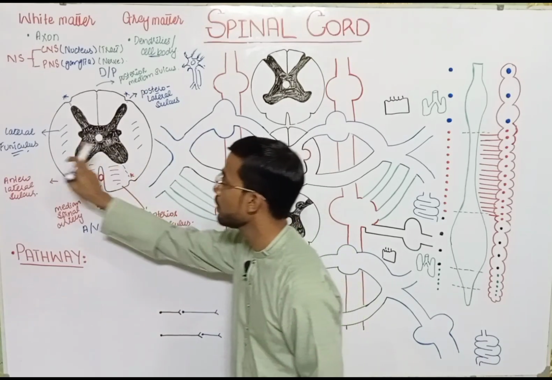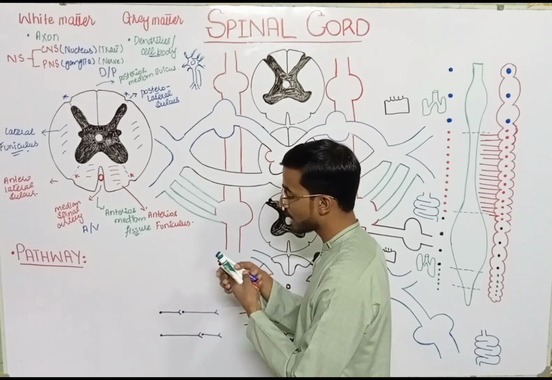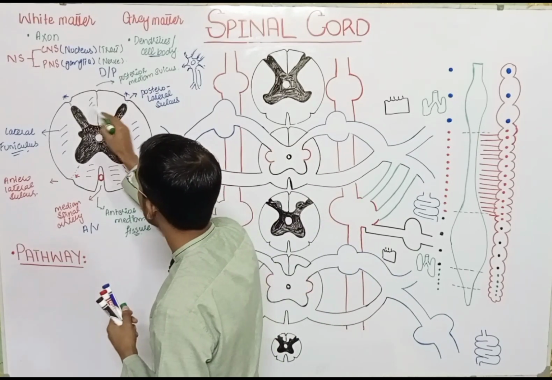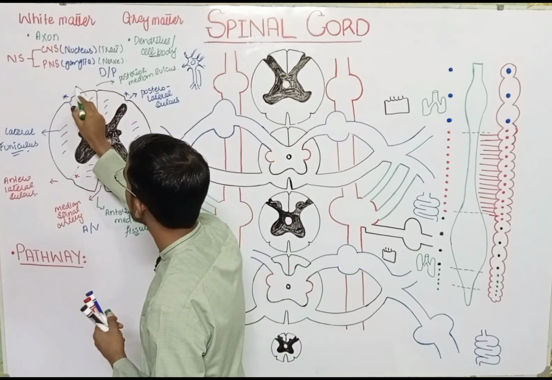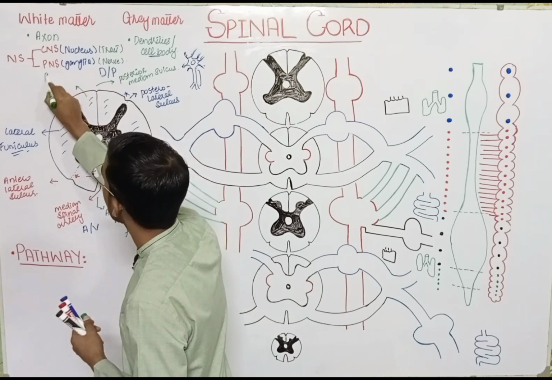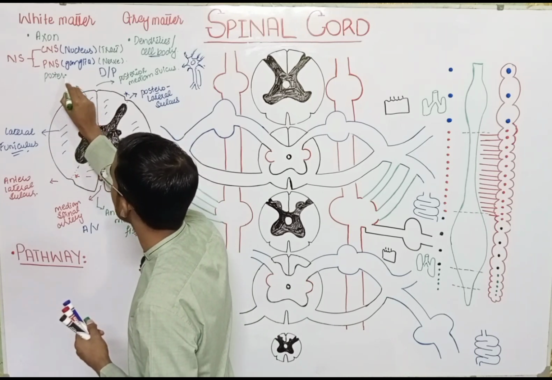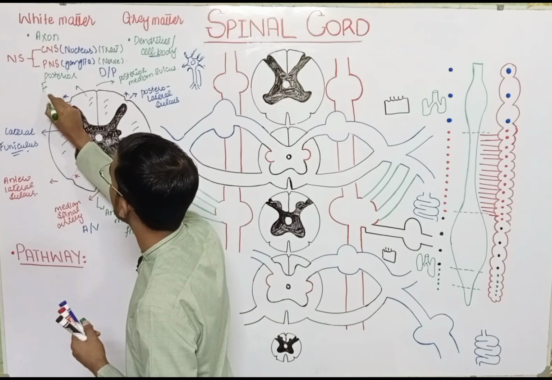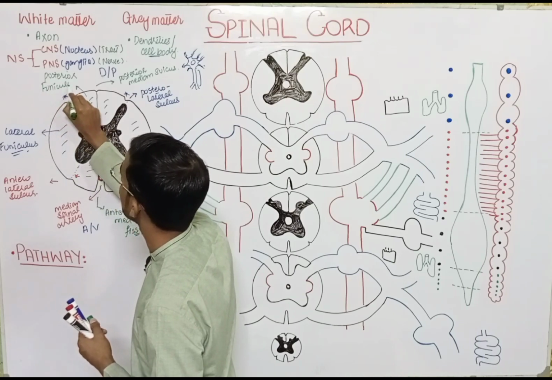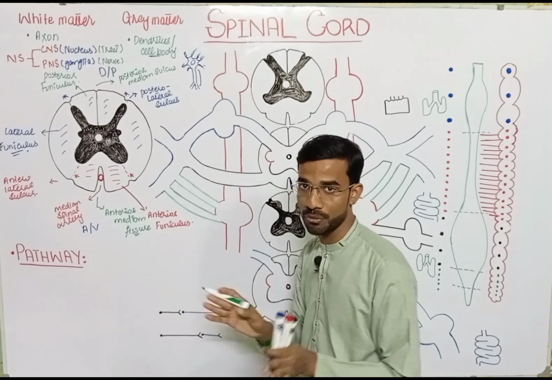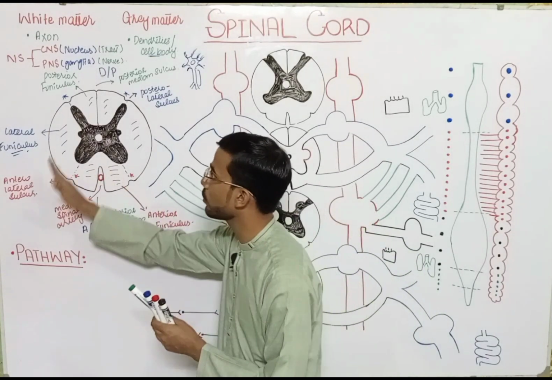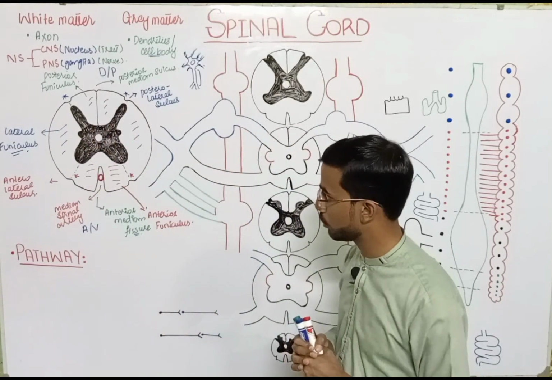You will see it on both sides. And last, at the posterior side, you see here, this is the posterior funiculus. So here are the different funiculi: anterior, lateral, and posterior funiculus.